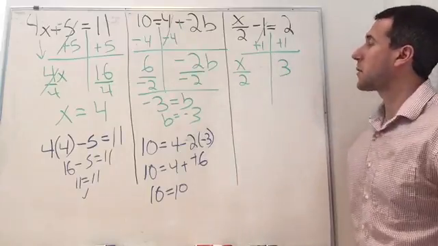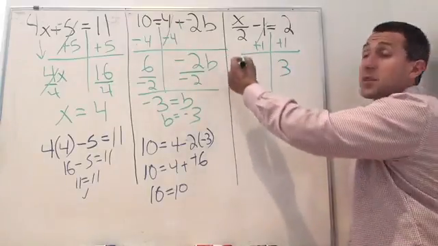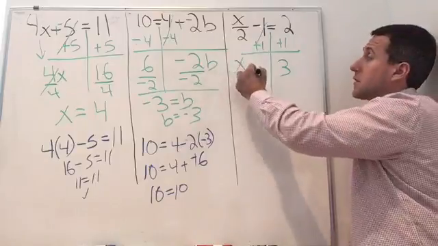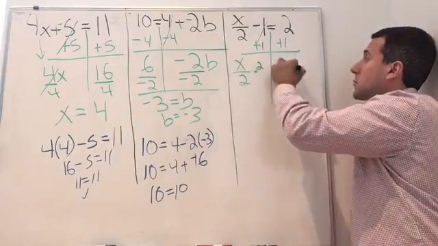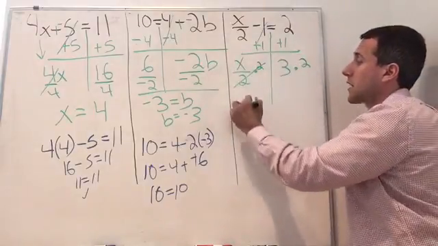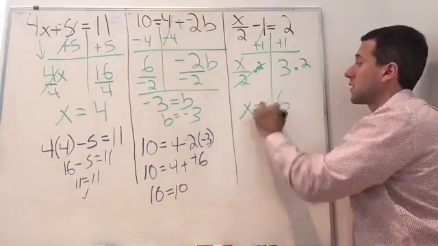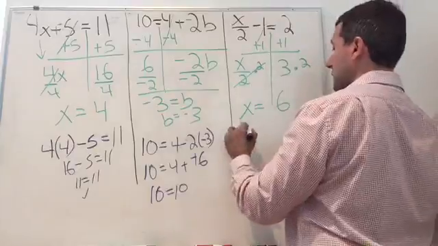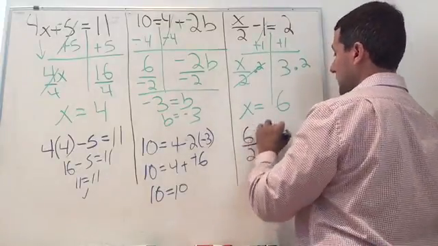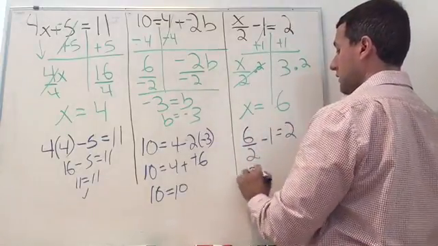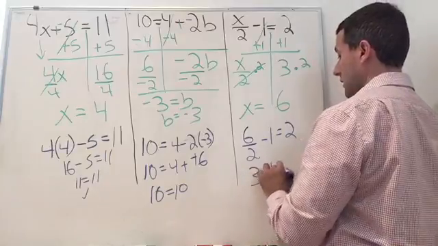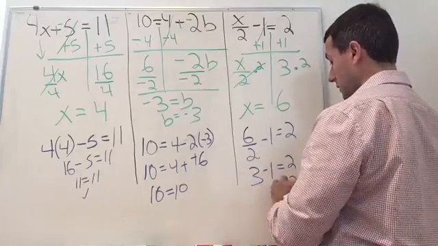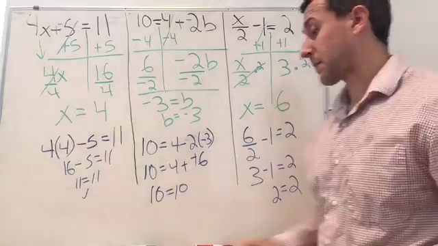Now x over 2, remember what that means. That means divide, so you have to do the opposite. The opposite of division, of course, is multiply, so you multiply both sides by 2. Those cancel, you get x equals 6. If you want to check it quickly, 6 over 2 minus 1 equals 2. 6 over 2 is 3 minus 1 equals 2, so 2 equals 2, okay?